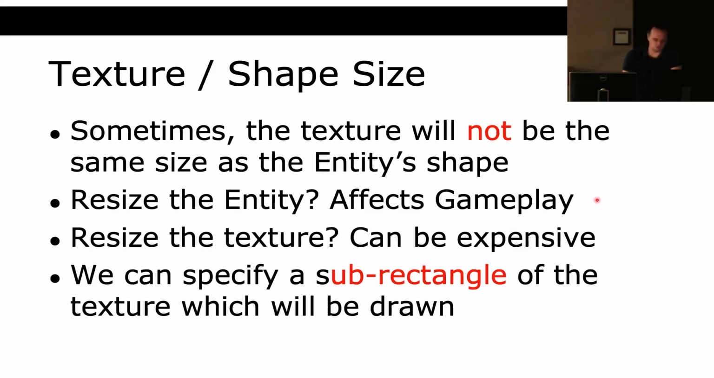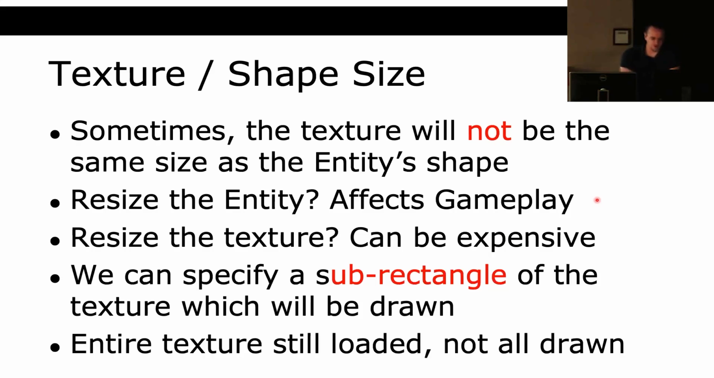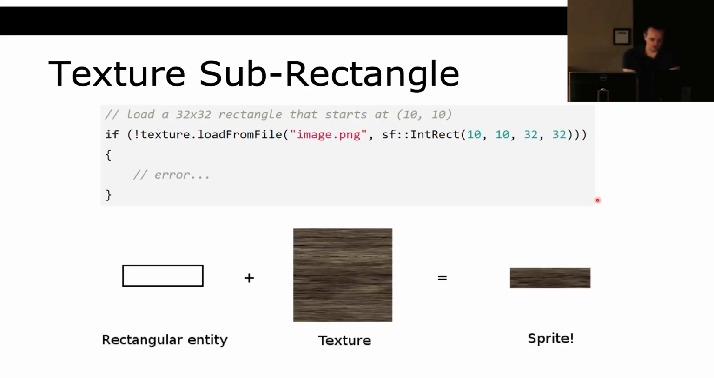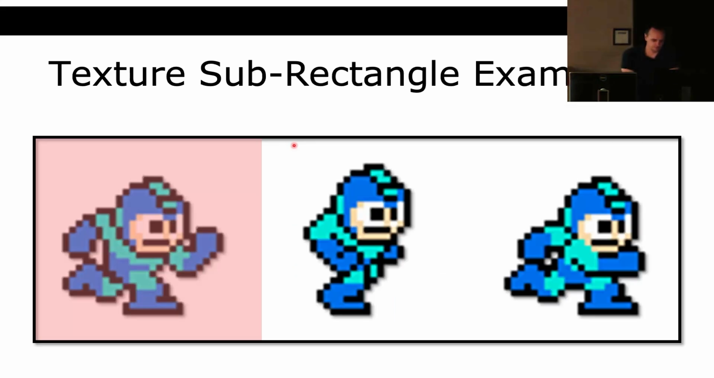We can specify a subrectangle that we want to be drawn. And so the entire texture will be loaded, but it's not all drawn. So that's what we're going to do here. And actually, this code up here is incorrect. That's not what we want to do. I do have the correct code on another slide, so I'll fix that.